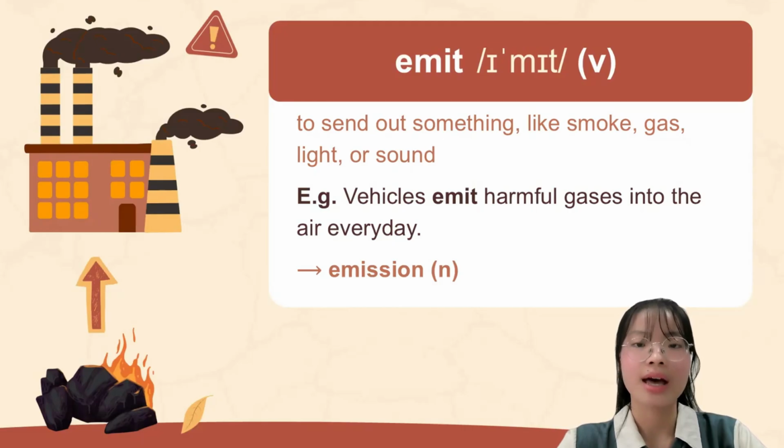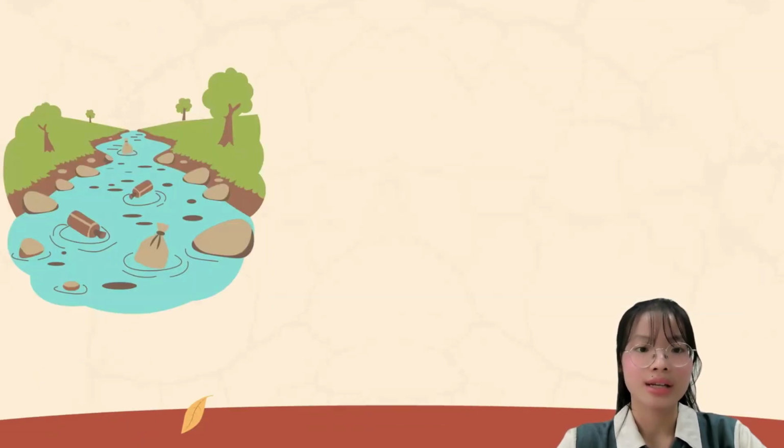Okay, class, tell me, if cars emit smoke, does the smoke stay in the car or go out into the air? The answer is the smoke goes out into the air. Okay, let's move to the next word.